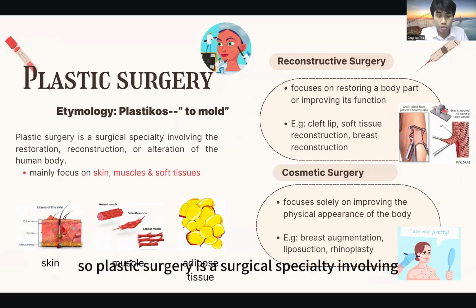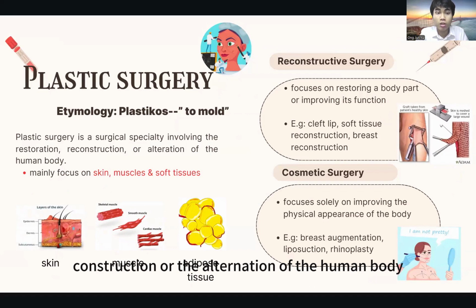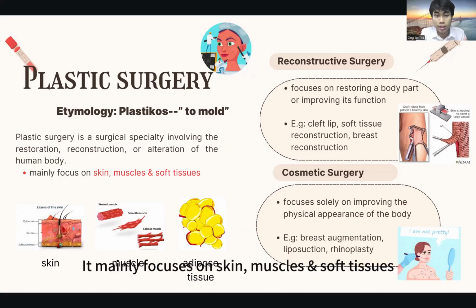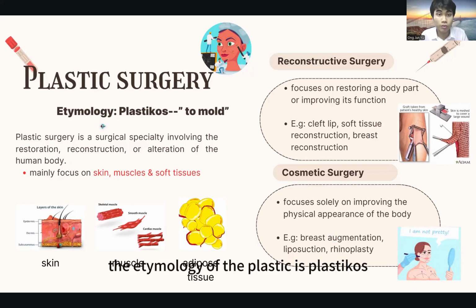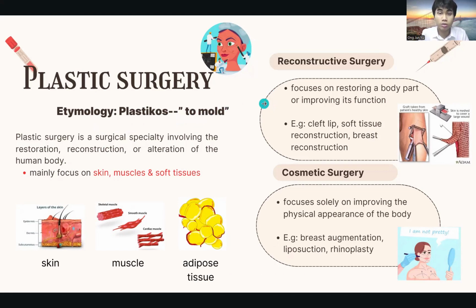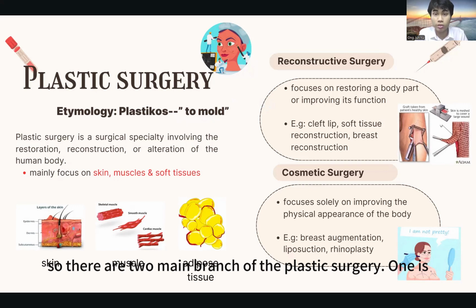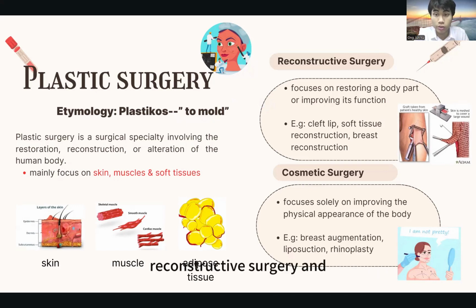Plastic surgery is a surgical specialty involving the construction or the alteration of the human body, mainly focused on skin, muscles, and soft tissues. One of the soft tissues included is the adipose tissue. The etymology of plastic is plastikos. It originates from the Greek words, and its meaning is to mold and reconstruct the structures of bodies. There are two main branches of plastic surgery: one is reconstructive surgery, and the other is cosmetic surgery.